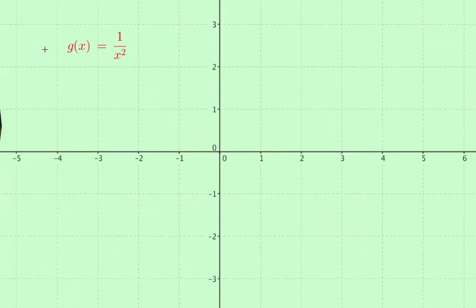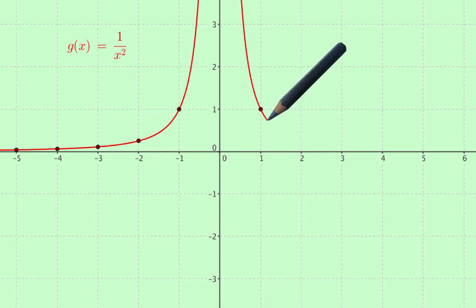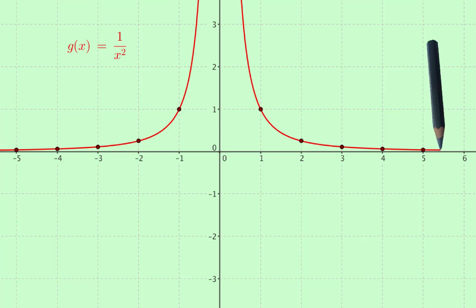As our final example, let's take g of x equals 1 over x squared. And let's see how this plots out. So coming in from the left, the function increases in the positive direction and then scoots off to infinity. Once x crosses 0, then it comes back from infinity and becomes smaller and smaller. It never goes exactly to 0, but it gets quite close over there, as close as you would like.